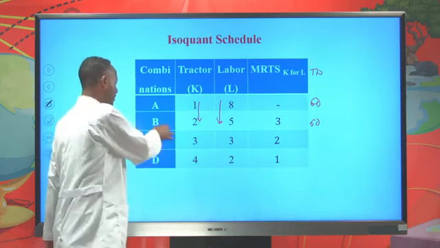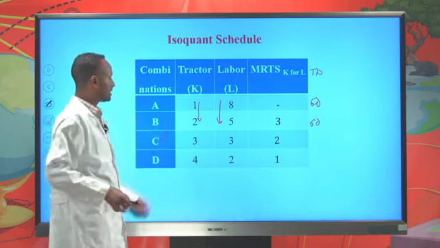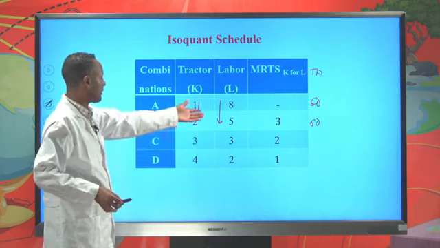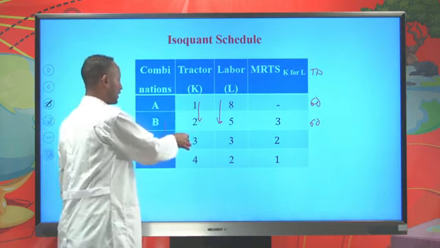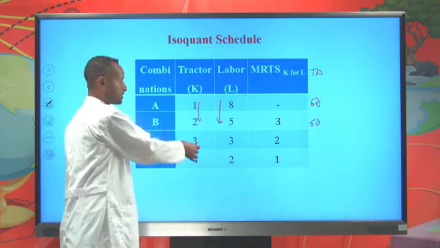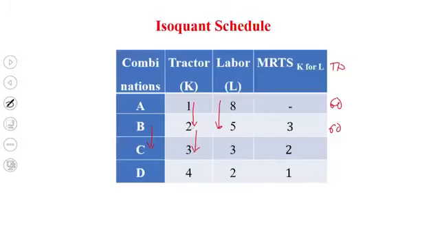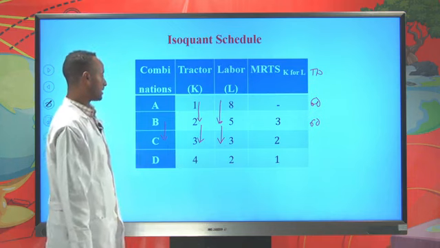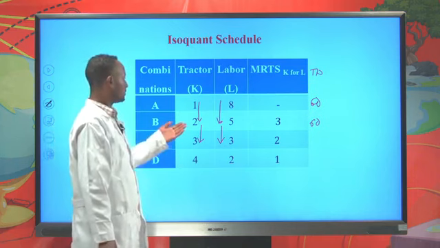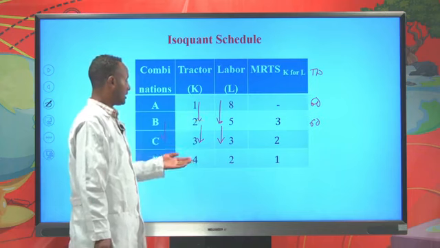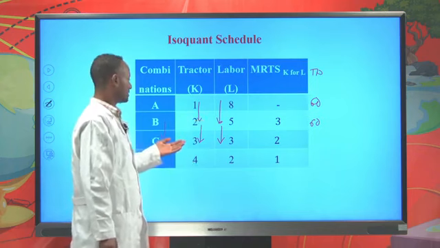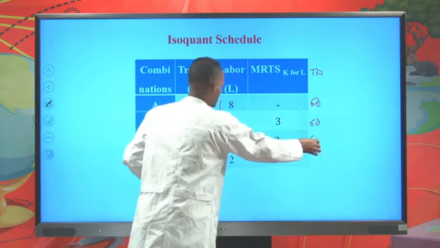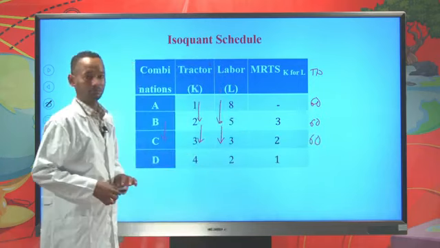Again, when we move from combination B to C, the output that the farmer gets from 2 tractor and 5 labor is equal to the output that he gets from the combination of 3 tractor and 3 labor. As the farmer increases employment of the variable input tractor, he is reducing employment of the variable input labor. So, the farmer gets 60 quintal from 2 tractor and 5 labor, and again 60 quintal from employment of 3 tractor and 3 labor.